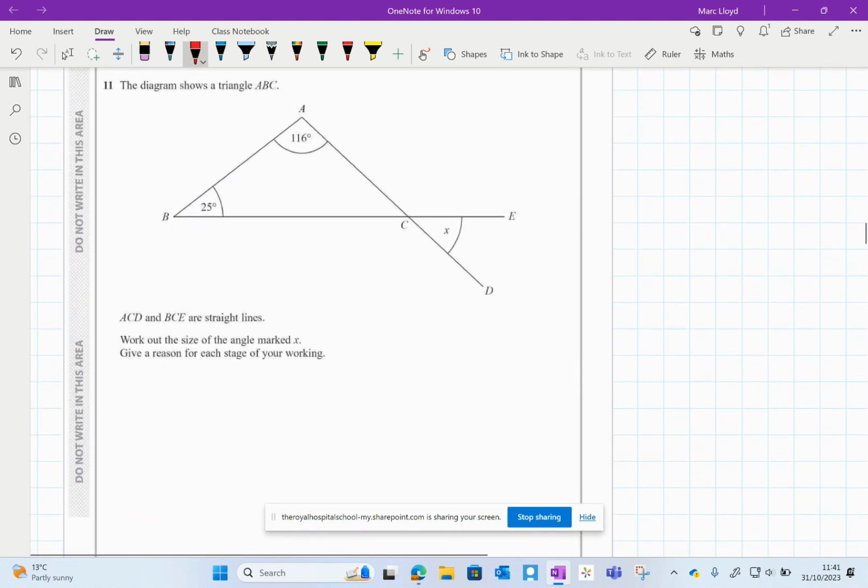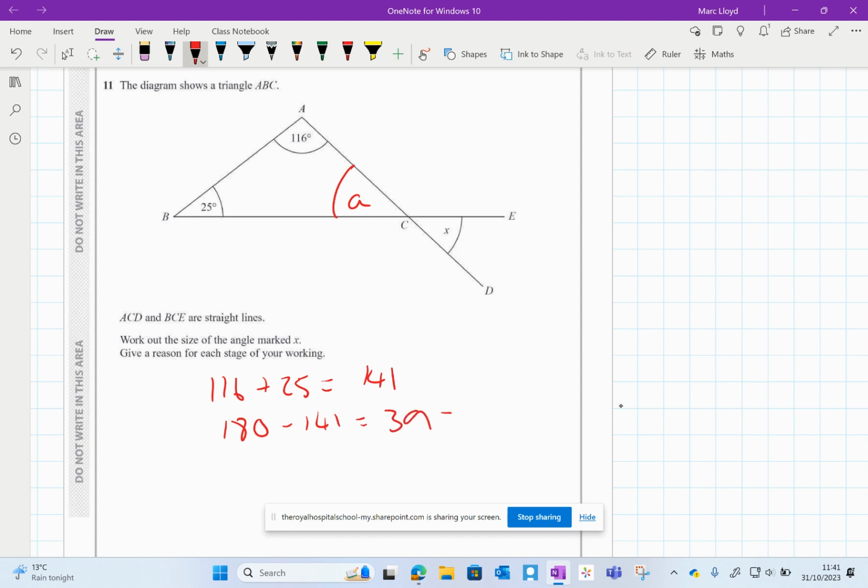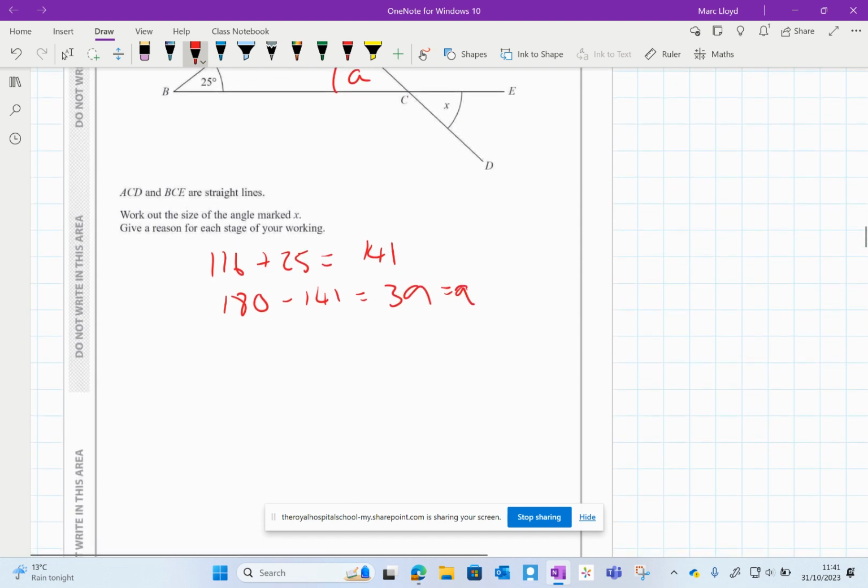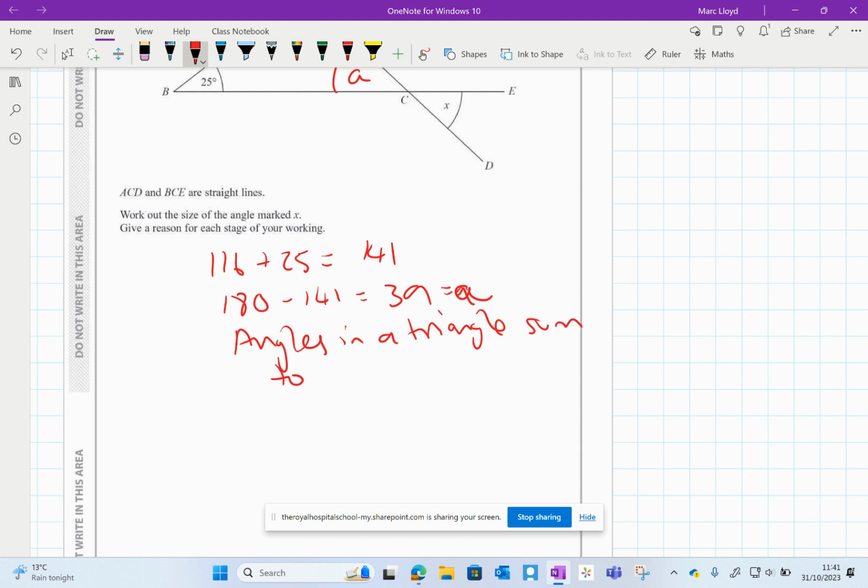Right, the diagram shows a triangle ABC. ACD is a straight line. BCE is a straight line. All right, so this angle in here is going to be A. And we're going to add 116 and 25 together. 116 plus 25 gives me 141. And then if I subtract that from 180, I'm going to get angle A. That looks like a 9, A. And that's because angles in a triangle sum to 180.